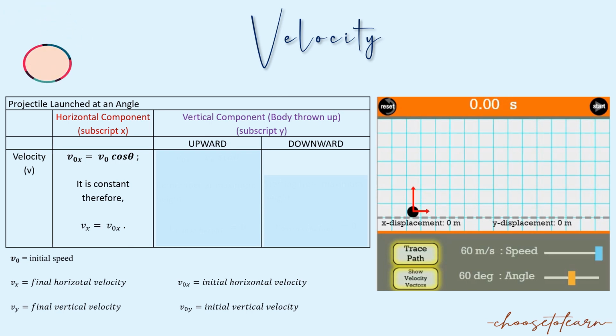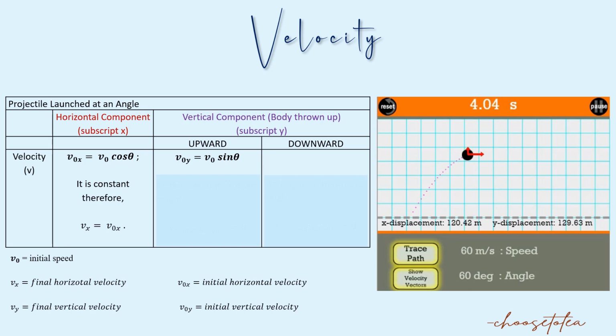Let's now go to the vertical component of velocity. As mentioned before, for projectile launched at an angle, it is a combination of uniform motion and free fall, specifically body thrown up. So that means it has two parts for the vertical component. That would be the upward motion and the downward motion. So in order for us to know the vertical component of velocity, we will use this formula. Initial vertical velocity equals initial speed multiplied by sine theta.